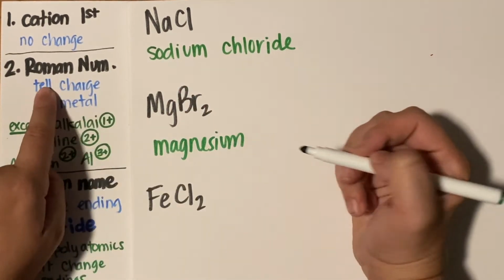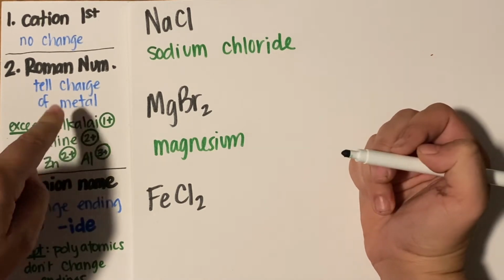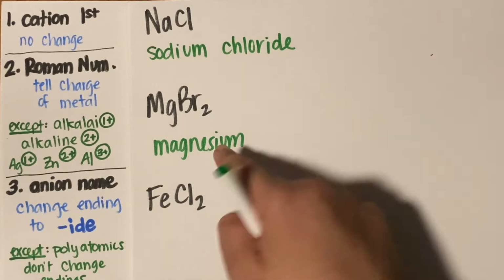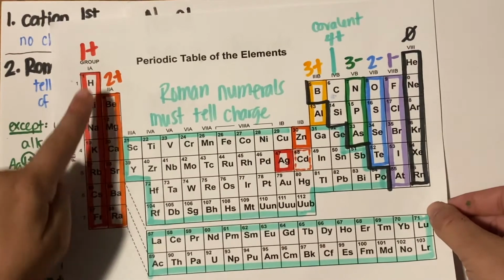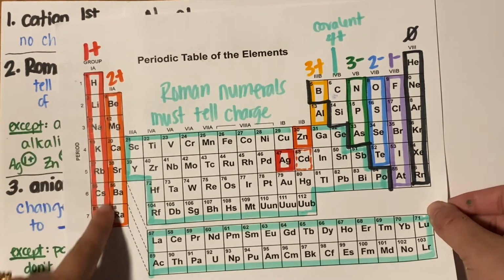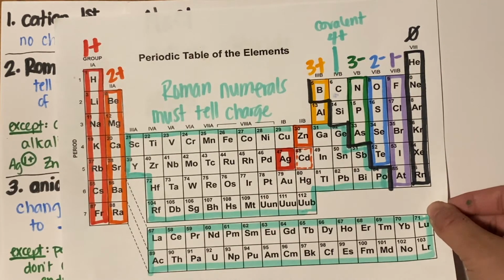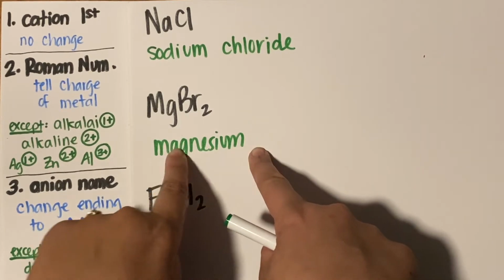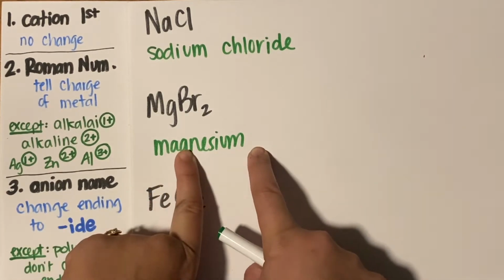Magnesium. Then I'm going to have to add Roman numerals, unless it's an alkali, alkaline, or silver, zinc, or aluminum. And what do you know? Magnesium, right here in column 2. Okay, it's an alkaline metal. All right, so no Roman numeral for this guy because I know magnesium has a +2 charge.